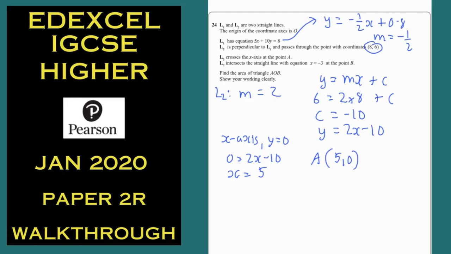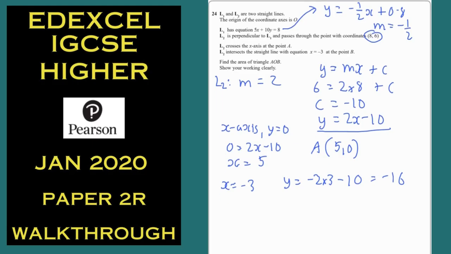L2 intersects the straight line with equation x equals minus 3. We've got an equation. Let's stick in x equals minus 3. Y will equal negative 2 3's, minus 6 in other words, minus 16, minus 16, you dafty, minus 10, I'm jumping ahead as you can probably tell, minus 16. Find the area of the triangle.